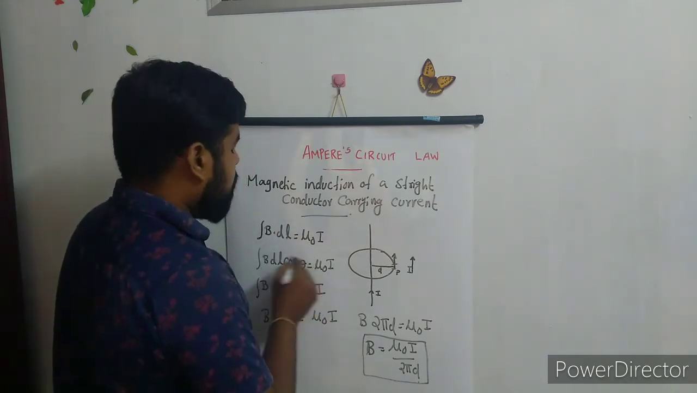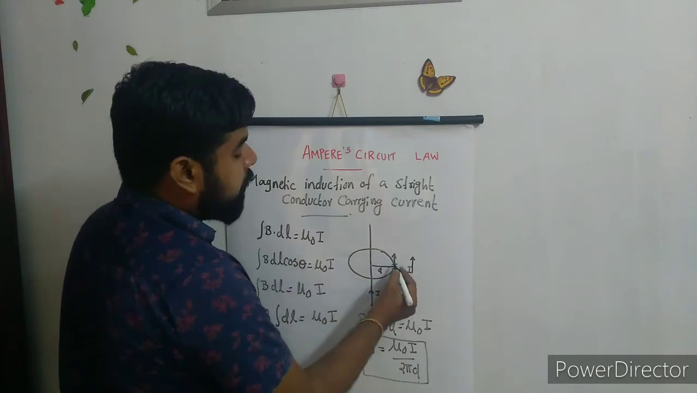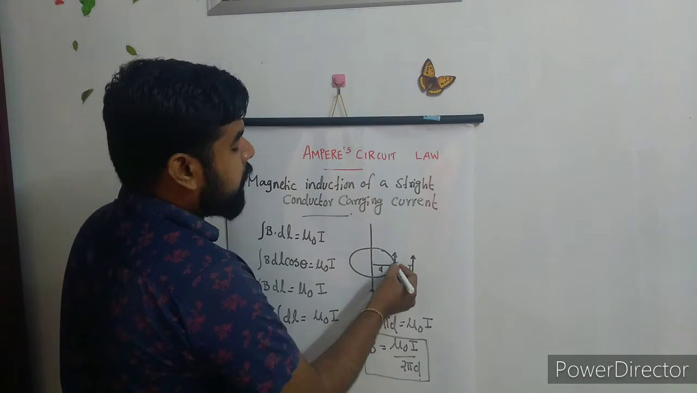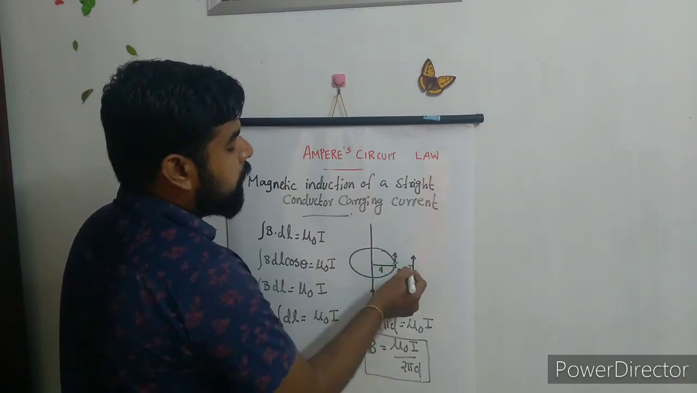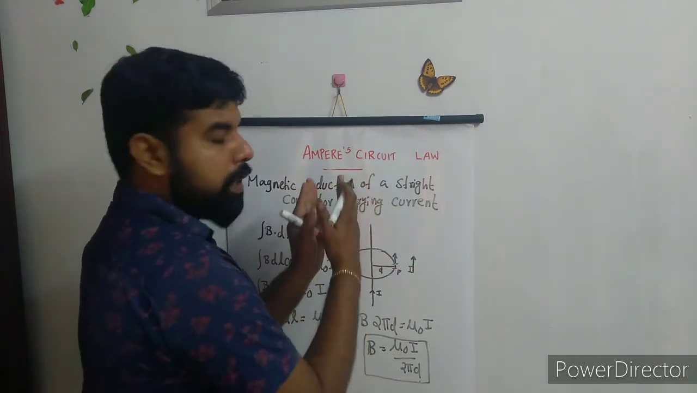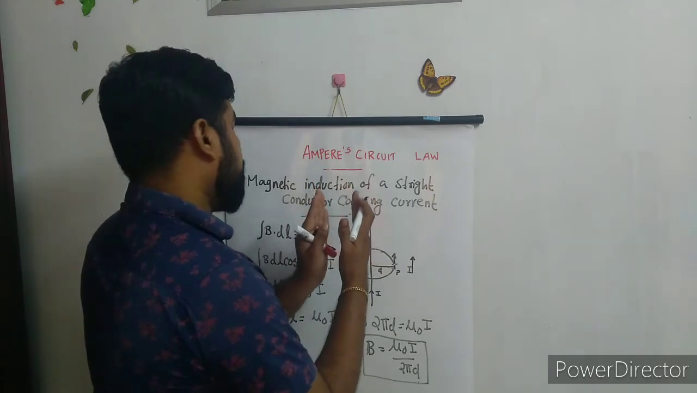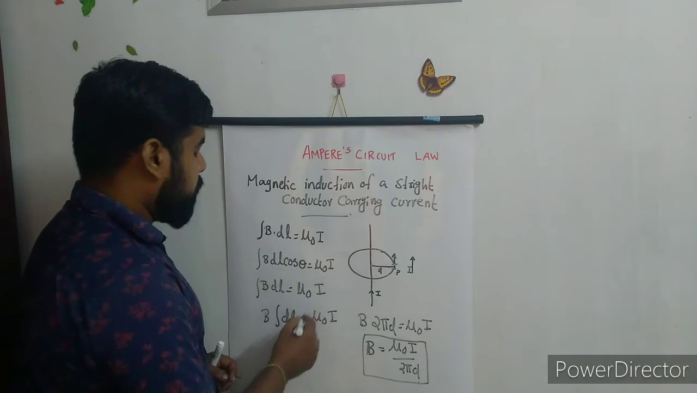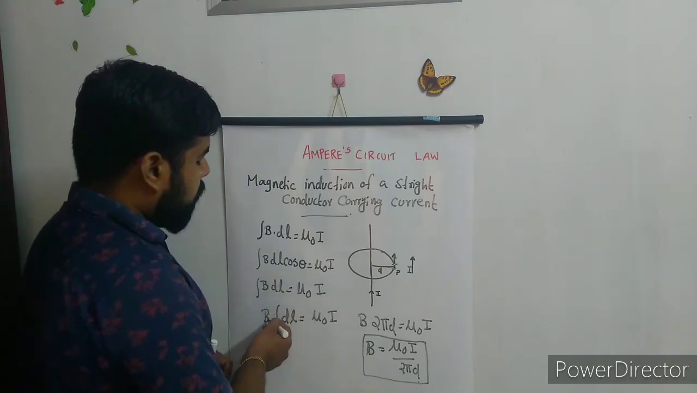Then what is B dot dl? B dl cos theta. So what is the angle between the magnetic field and the current carrying element? The current carrying element is along the tangent, and the magnetic field is also along the tangent. Both are in the same direction, so the angle between them is 0. So B dl cos 0 is B dl. So the integral of B dot dl is equal to mu 0 I. Then we take B constant outside.